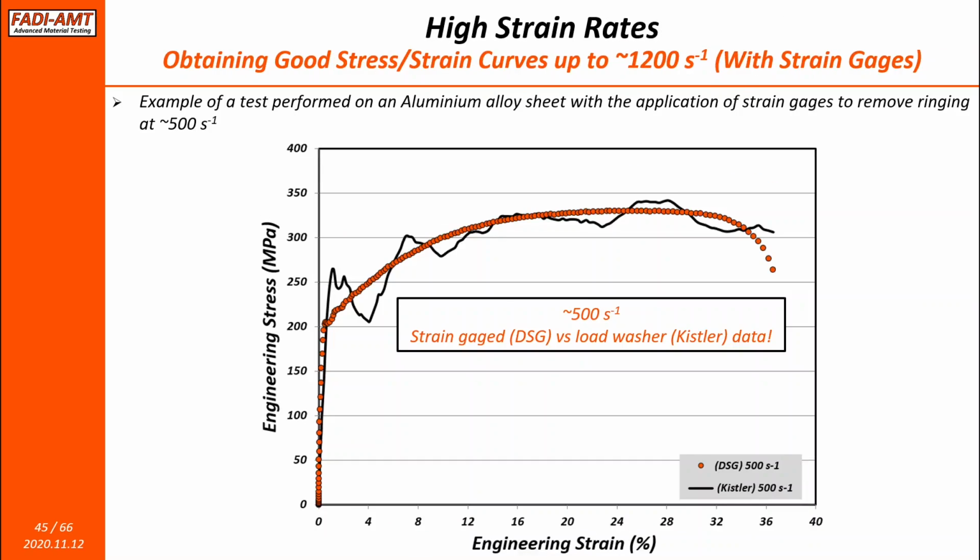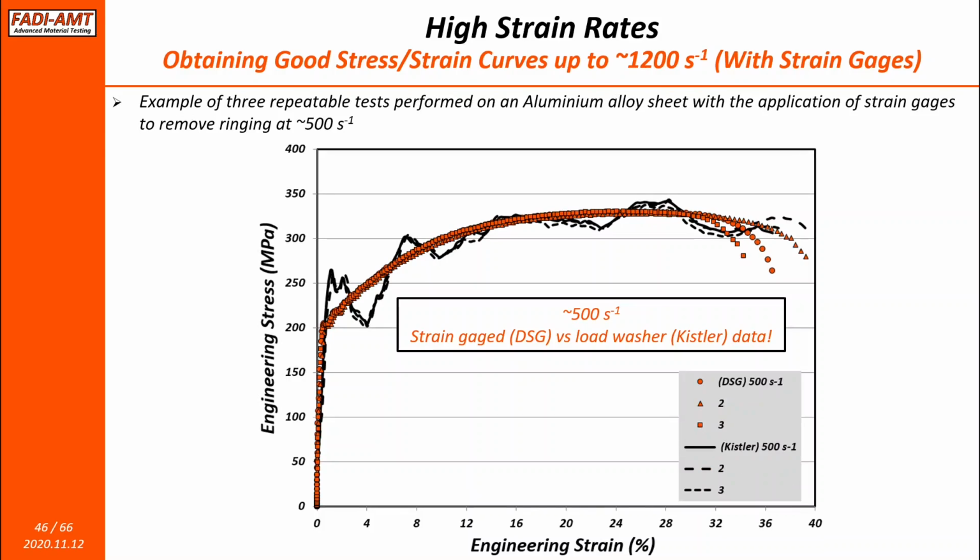Now, when we go to higher strain rates, 500 strains per second, in this case, this is an aluminum alloy, I think, and you can see the stress strain response was fantastic. We have lots of data points, and every single circle is a data point that came from the DIC coupled with the load measurement from strain gauges. And you can see an overlay over the Kistler load data. The same exact material repeated 3 times, and this is just to demonstrate that you can get repeatable results over and over if everything is done correctly.